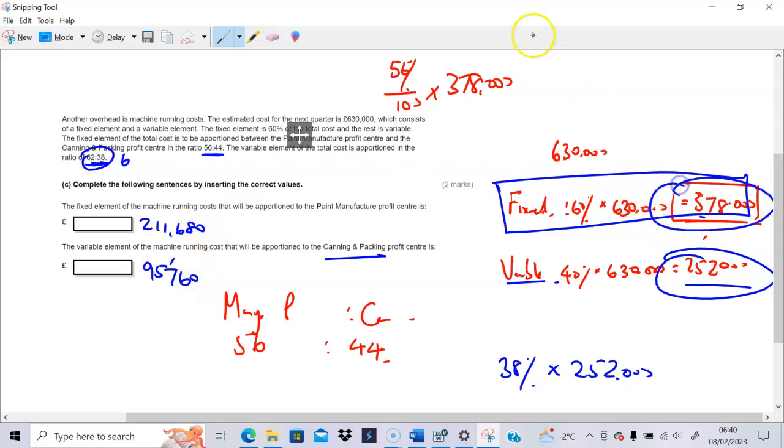Let me just check this. 56 times 378,000. Yeah, that's right. So there we are, and that completes that question. A bit of a long one, but it's a good one to do. So if you can nail this, that should put you in good stead in terms of doing well across the paper in general. Okay, great stuff.